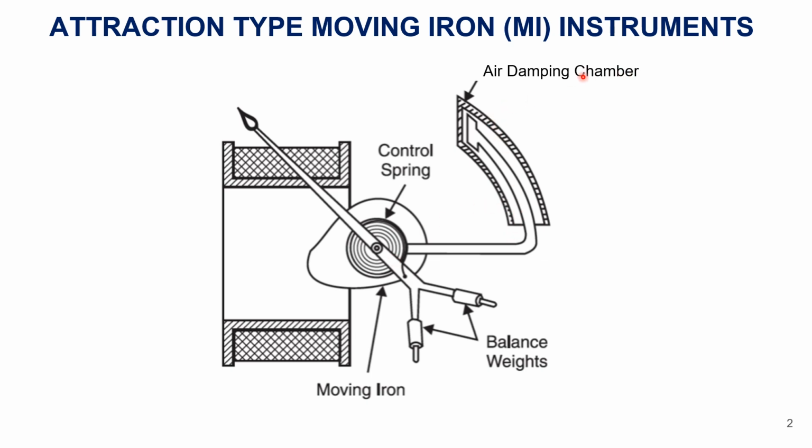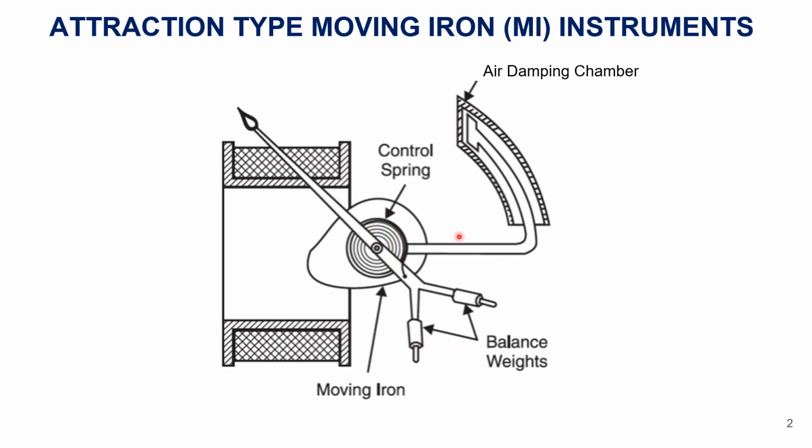Here we are using air friction damping. Why air friction damping? Eddy current damping we should not apply here, because eddy current damping needs permanent magnets. So these magnets affect the deflection of the pointer as well as the reading of the instrument. So only air friction damping is preferred here. So an air damping chamber is provided here.